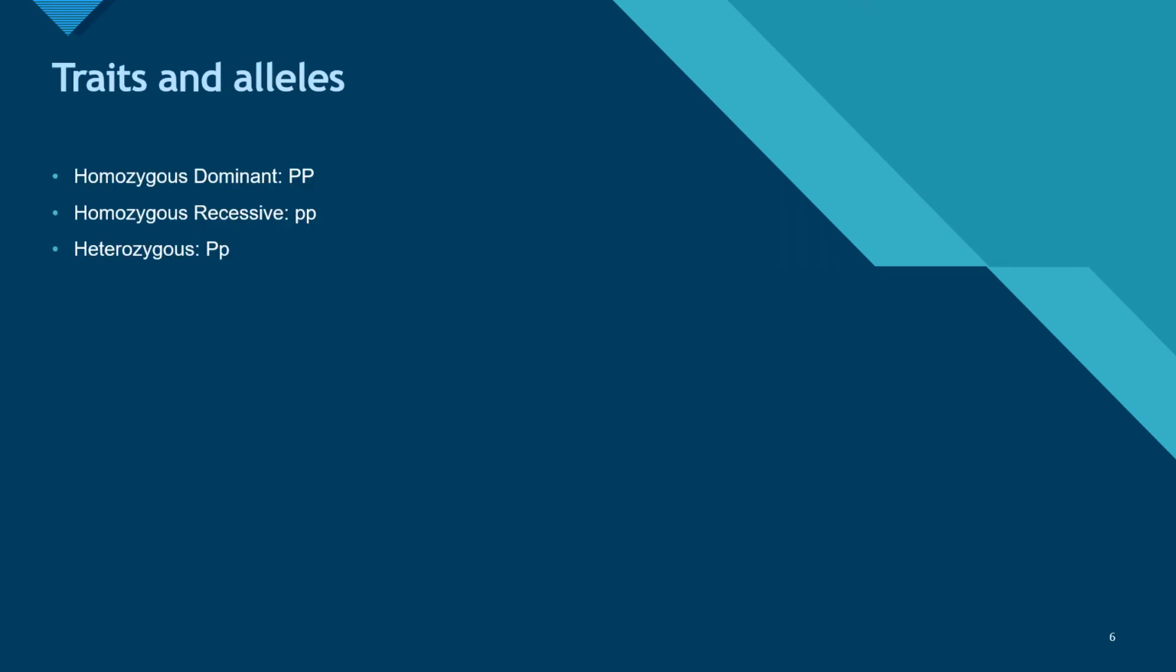And this is just a little bit of review from the traits and alleles. So remember that for homozygous dominant, for dominant things we use capital letters, and homozygous means same, so it's going to be capital capital or big P big P. For homozygous recessive, again, it's the same except for the recessive, and for recessive we use lowercase, so it's going to be little p little p. And then the last one is heterozygous, which means different, so it's going to be big P little p.